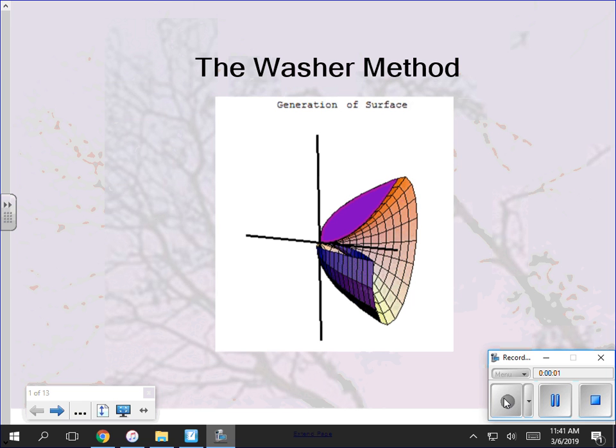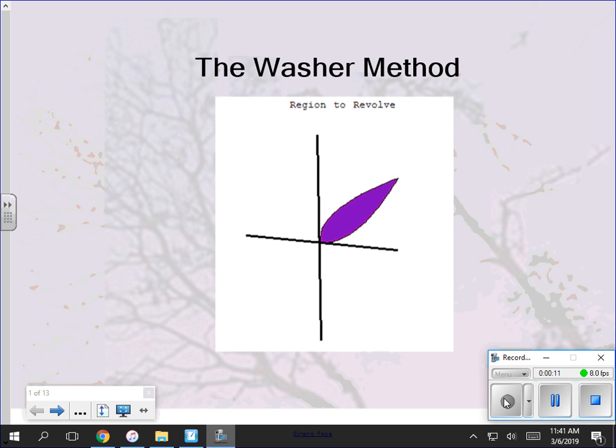What we're using today is the washer method. This is not the generation of a surface. That is a whole different problem. Surface area is something you will handle in Calc 3, not Calc 2.